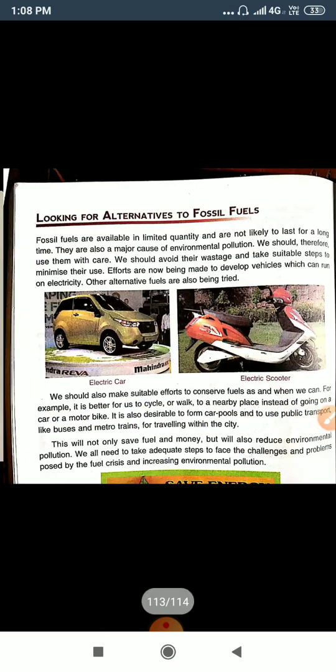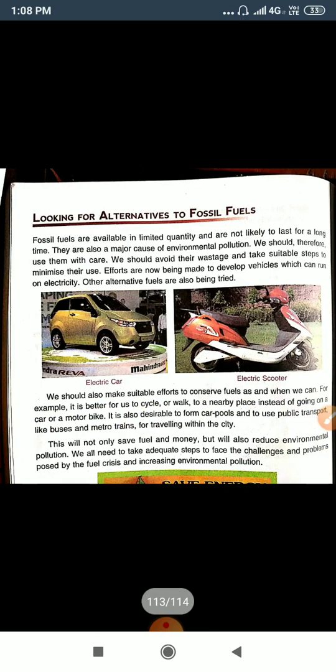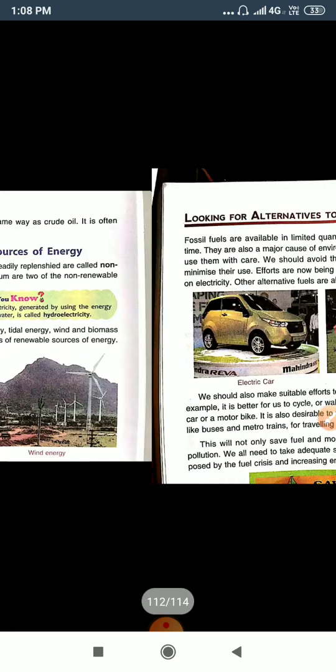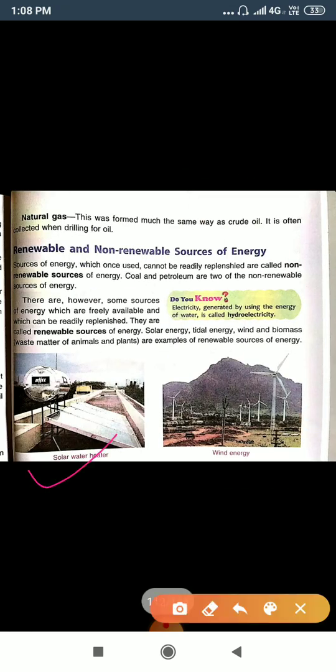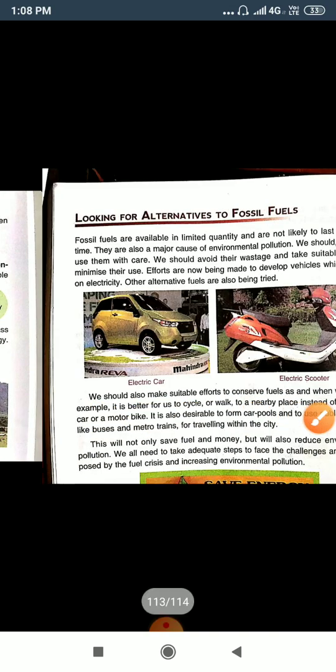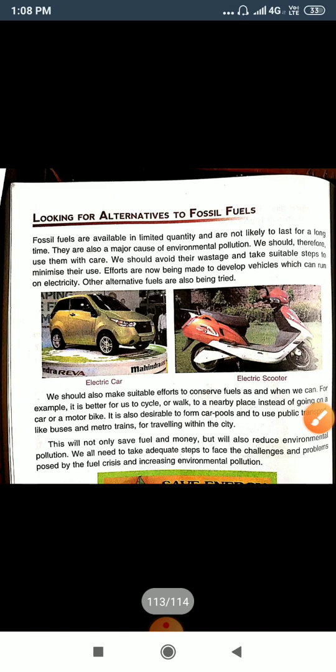So you can write here the differences between renewable and non-renewable sources of energy, and see this in the diagram. This is a diagram of the solar water heater, and this is a diagram of the wind energy. Now we will draw these diagrams, and then move to page number 92, looking for alternatives to the fossil fuels. What are the alternative sources of the fossil fuels like petroleum, coal?